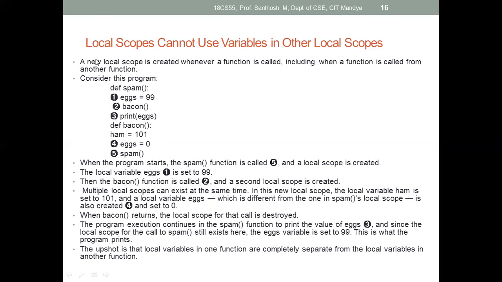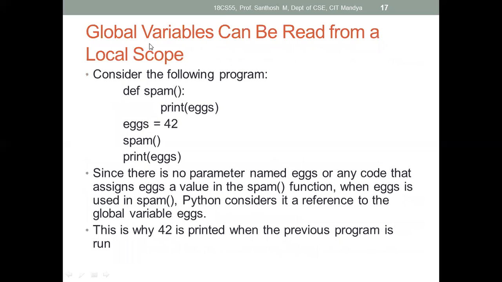Okay, so now you understand local scopes cannot use variables of another local scope. In one local scope you can't use the variables of another local scope. Okay, global variables can be read from a local scope. Now we can read global variable values and assign them to a local variable.